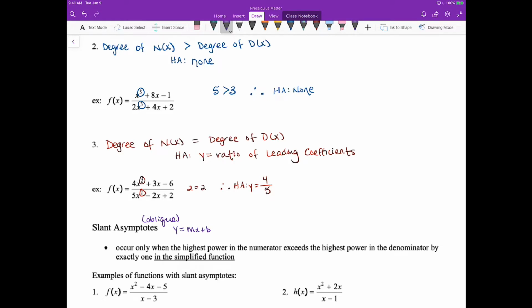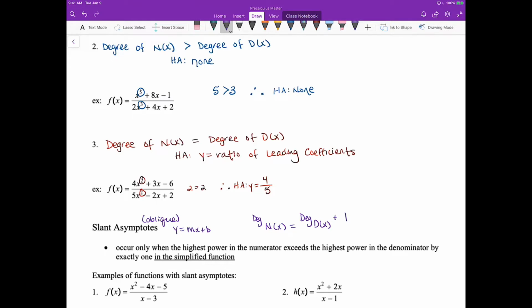Slant asymptotes occur when the degree in the numerator is equal to the degree in the denominator plus 1. So when it exceeds the highest power in the denominator by exactly 1 in the simplified function, which means once it's all canceled out and all of the factors and the vertical asymptotes have all been found. So this means that the degree in the numerator is equal to the degree in the denominator plus 1.